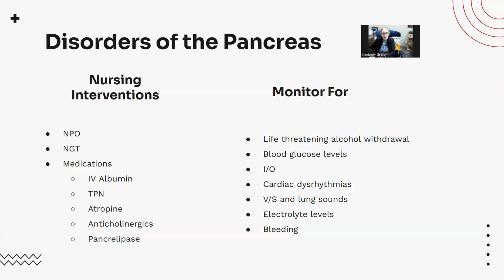And then you want to monitor for life-threatening alcohol withdrawal. So can you think of symptoms that might look like alcohol withdrawal? They're going to start having confusion. They're going to have tremors. They're going to become tachycardic. So the things you want to watch out for, you want to look at their blood sugar levels, keep up with their INR. You need to monitor for any cardiac dysrhythmias, their electrolyte levels, or any bleeding.